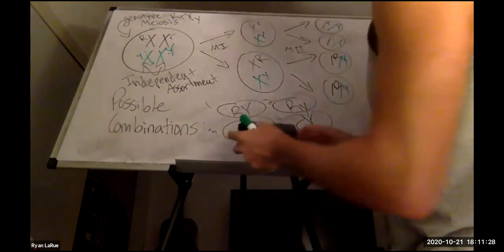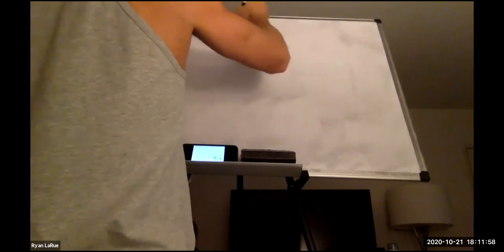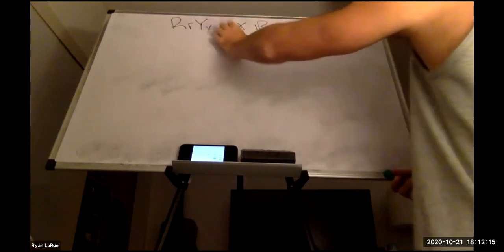Okay, let's do it. We're gonna cross two parents with this genotype. Or these genotypes. They have the same genotype. One is like this, the other is like that. Heterozygous for both genes. Both of them are. Heterozygous for pea shape and pea color.